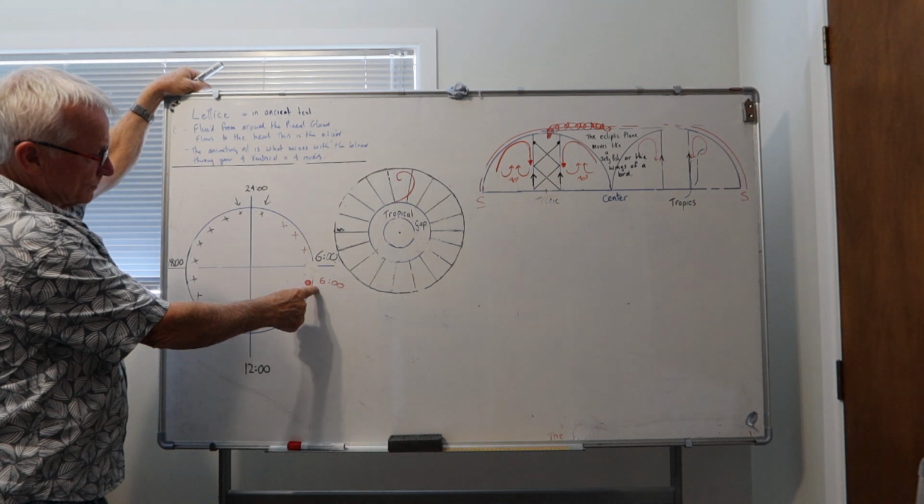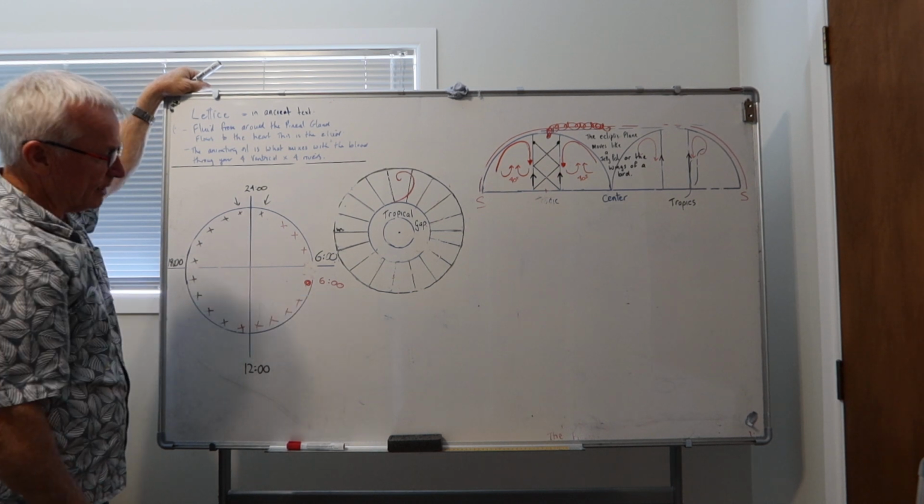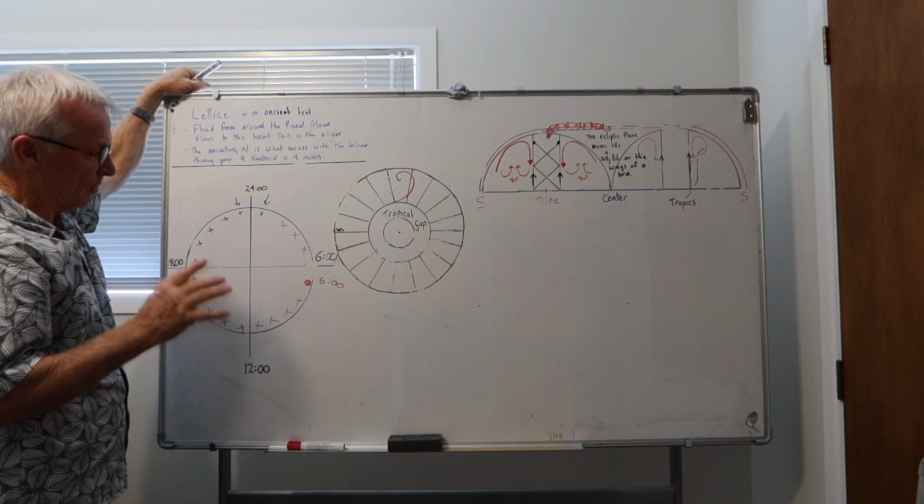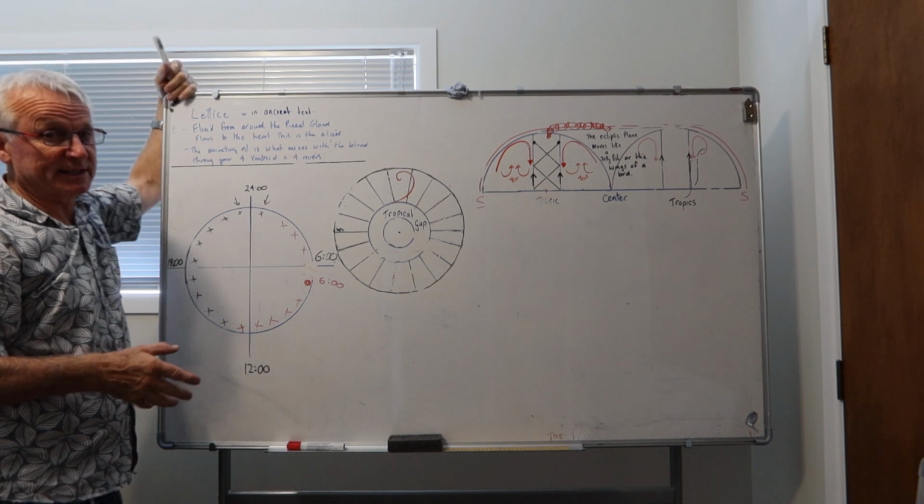So it's just the way it is. The sun is quicker than all the celestial bodies. Nothing can pass the sun.